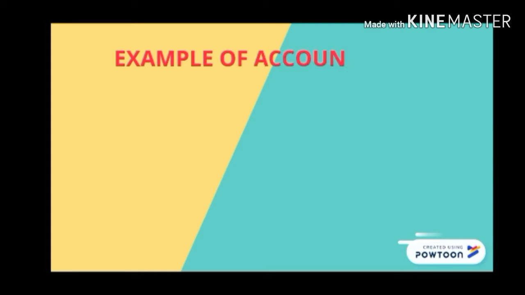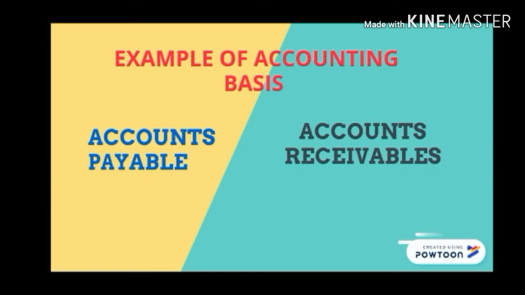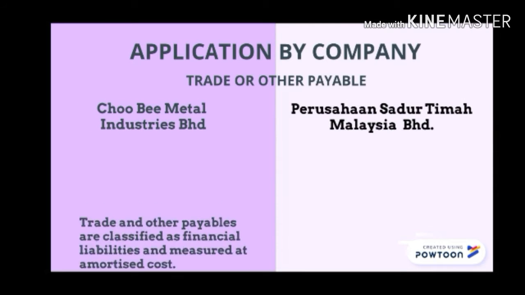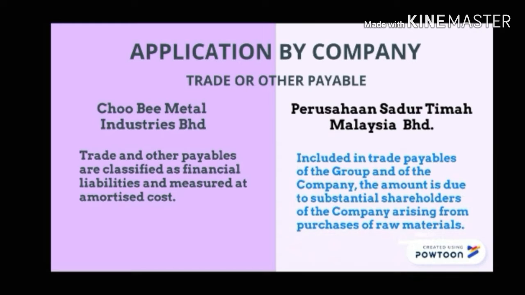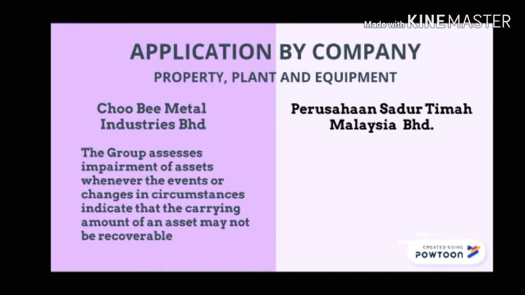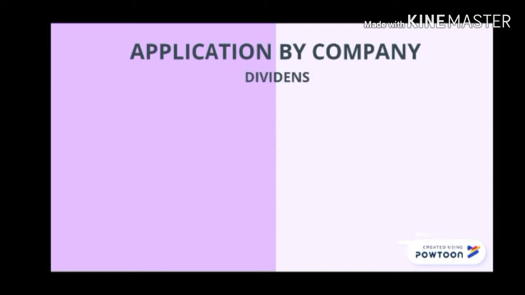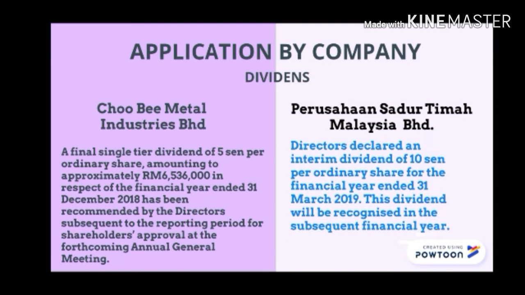Examples of accounting basis are accounts payable and accounts receivable. Application by the companies on accounting basis in the scope of trade and other payables are as follows. Second application by the companies on accounting basis is property, plant and equipment. Last application by the companies on accounting basis is dividends.